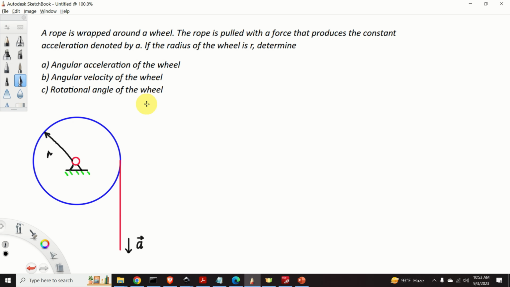Here is the problem formulation. A rope is wrapped around the wheel. The rope is pulled with a force that produces the constant acceleration denoted by A. If the radius of the wheel is r, determine A. Angular acceleration of the wheel, B. Angular velocity of the wheel, and C. Rotational angle of the wheel.